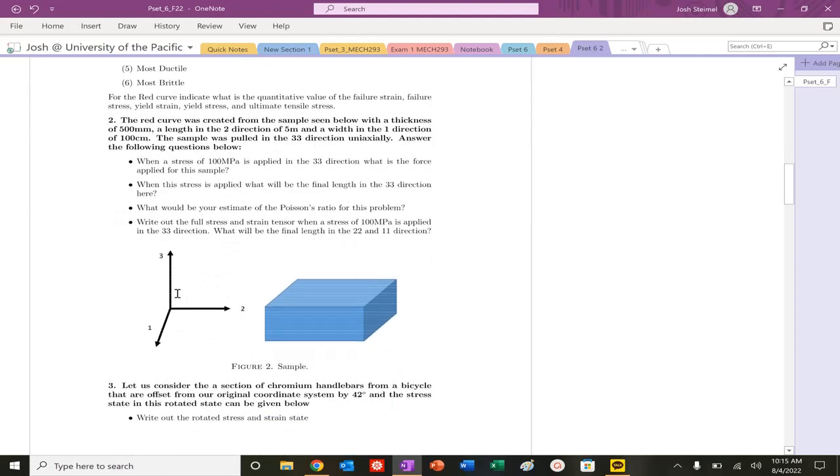The red curve is created from the sample seen below with a thickness of 500 millimeters, a length in the 2 direction of 5 meters, and width in the 1 direction of 100 centimeters. The sample was pulled in the 3-3 direction uniaxially. Answer the following questions. When a stress of 100 megapascals is applied in the 3-3 direction, what is the force applied for this sample? What will be the final length in the 3-3 direction? What will be your estimate of Poisson's ratio? Write out the full stress and strain tensor when a stress of 100 megapascals is applied in the 3-3 direction.